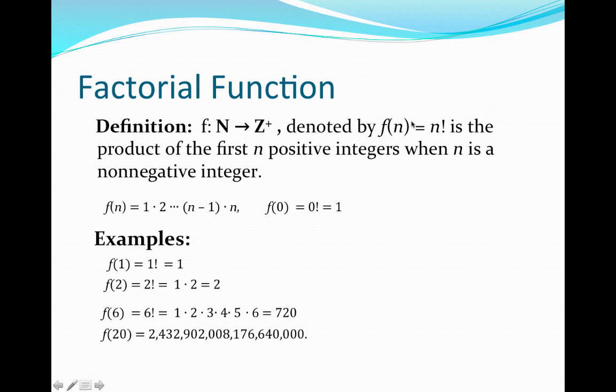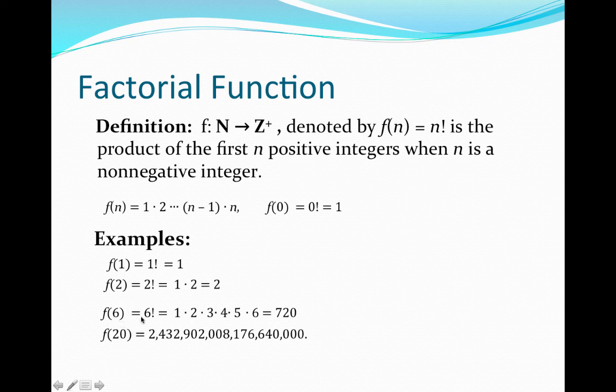because we want to define it as a product of the first n positive integers. So in this case, we just need to define our starting point. What is f of 0? And then from there we have a definition for all of the other integers. So 1 factorial is 1, 2 factorial is 1 times 2, 3 factorial would be 1 times 2 times 3, which is 6, and so on.